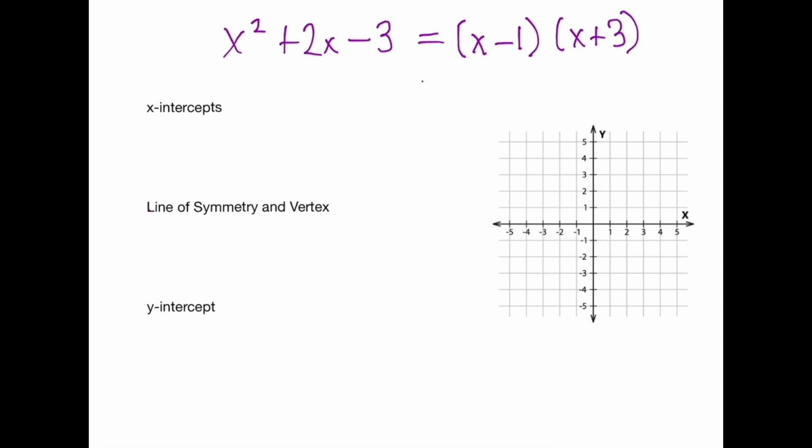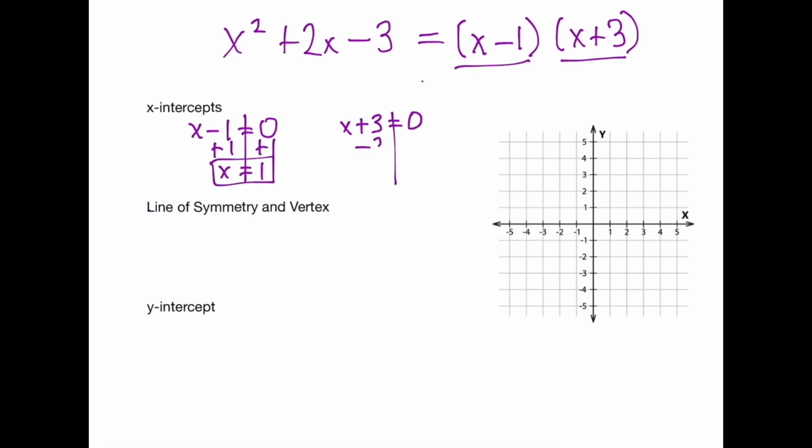The first step in graphing this quadratic function in factored form is to find the x-intercepts. To do that, we want to find the roots, or we want to set each of these to 0 and solve. Let's solve the one on the left first. We need to add 1 to both sides, and we find that x is equal to 1. On the one on the right, we need to subtract 3 from both sides, and we see that x equals negative 3. These two roots are our x-intercepts. We can go ahead and plot these on the graph.